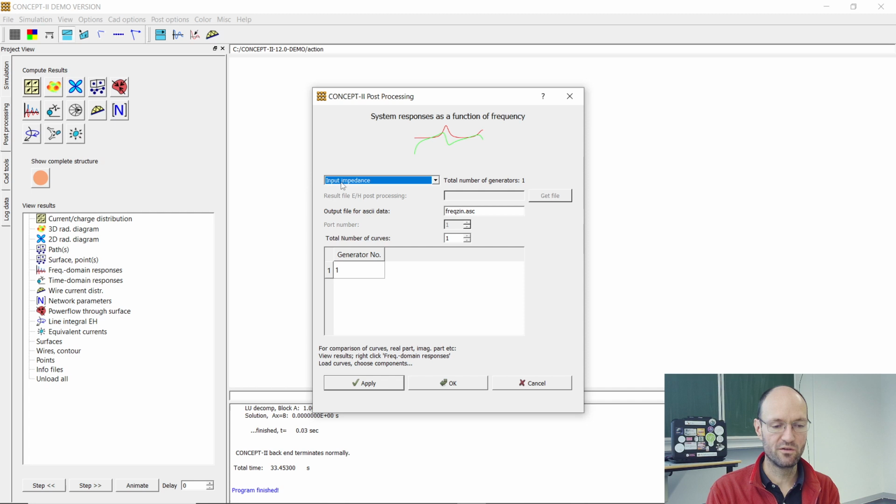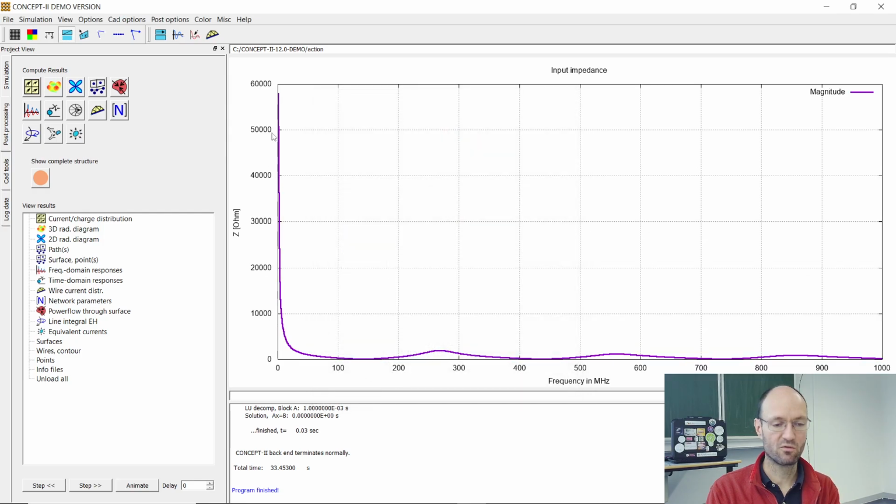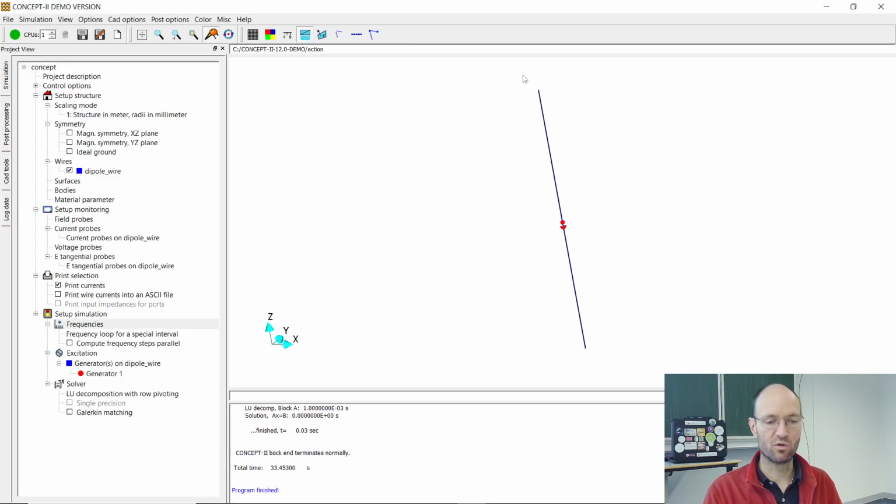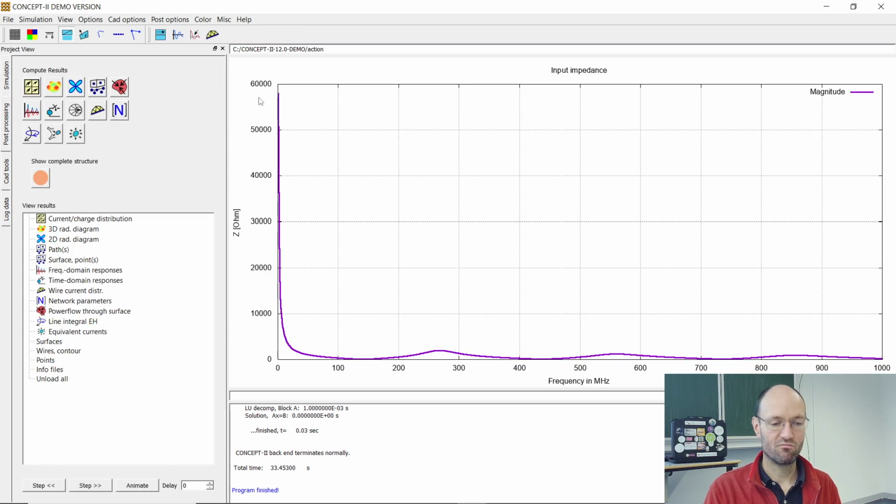And so simulation is finished. Now we can take a look at input impedance at our generator, at the voltage generator that we have, and say apply. And okay, and then we get a curve that looks like this, that at low frequencies the input impedance is very, very high, because we just have this one wire. At zero frequency, it's like an open circuit with infinite input impedance. And so at 1 megahertz, it's still some almost 60 kilo ohms, something like this.